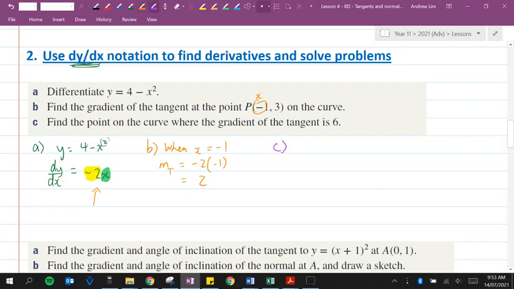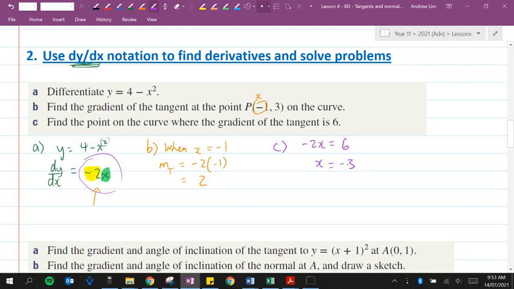Find a point on the curve where the gradient of the tangent is 6. So basically what we're doing is we want to know what x is equal to when the gradient of the tangent is 6. So when this is equal to 6, well, that makes it nice and easy. We just divide by negative 2.